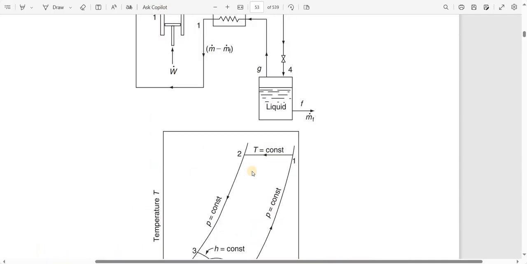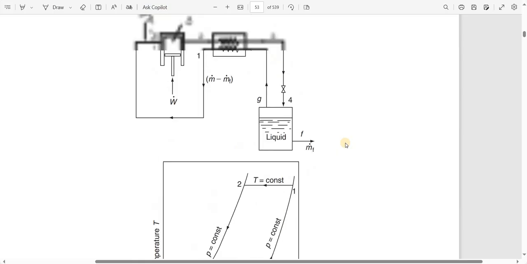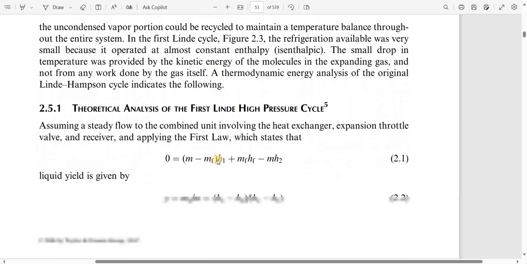let's see the refrigeration system. Makeup gas, m_f, m, W work done, Q heat, and this is happening and liquid is formed, okay. Gas from that compressor is done, where work is done, and heat is removed. It should be removed, because it should be cold. This liquid should be cold. So it goes to the heat exchanger. This is the heat exchanger, and let's see how it works.